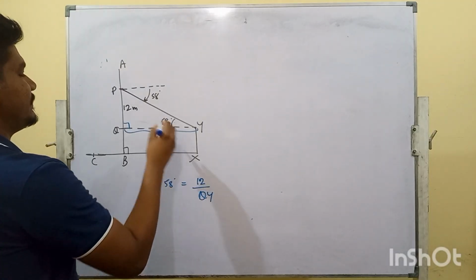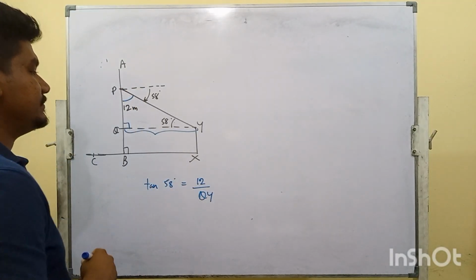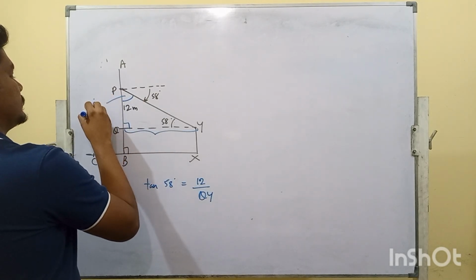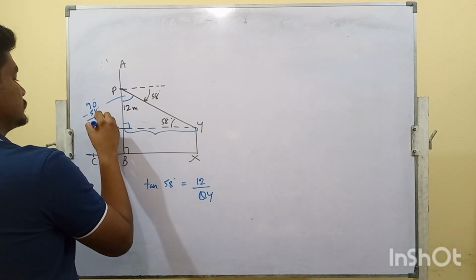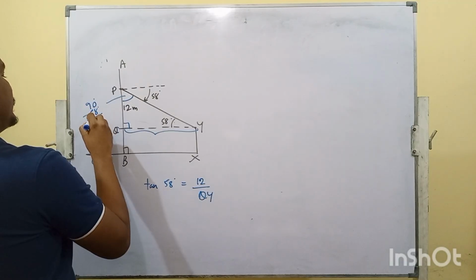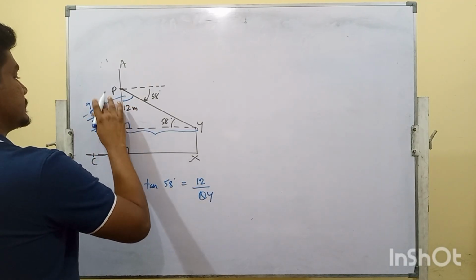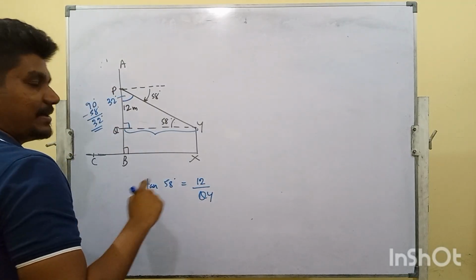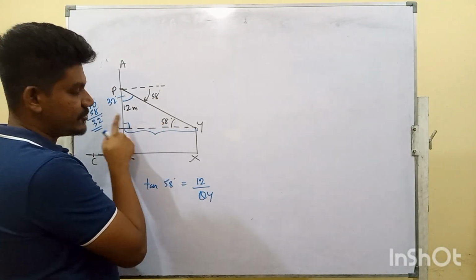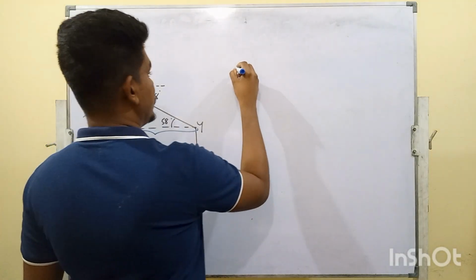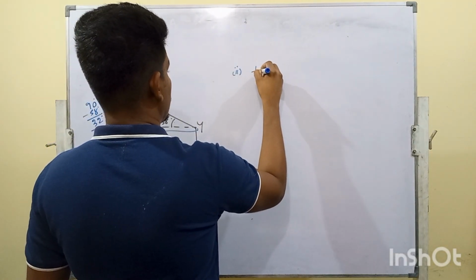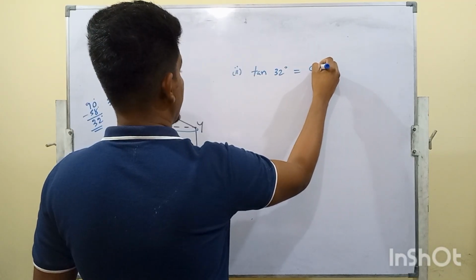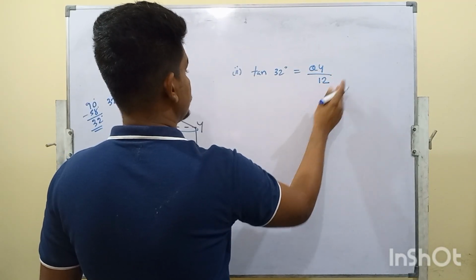Look at this one. If it is 58 degrees, we can find this one, no? Isn't it? 90 minus 58. Eight minus 5 is 3. 32 degrees. Right, 32 degrees. Then you can apply what? Opposite to adjacent, that's tan. You can apply tan 32 degrees. Opposite QY over adjacent 12.